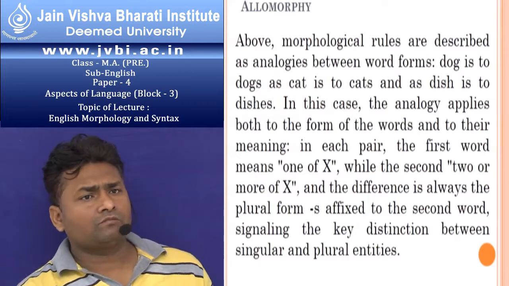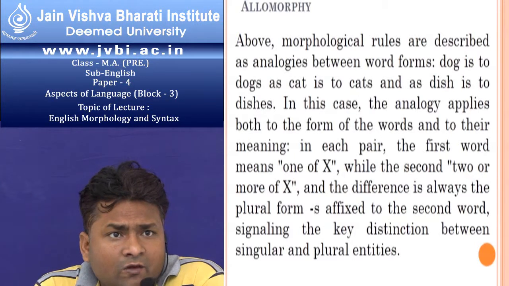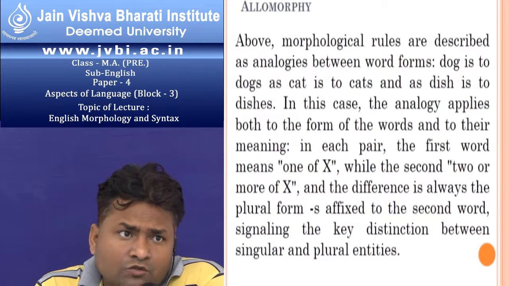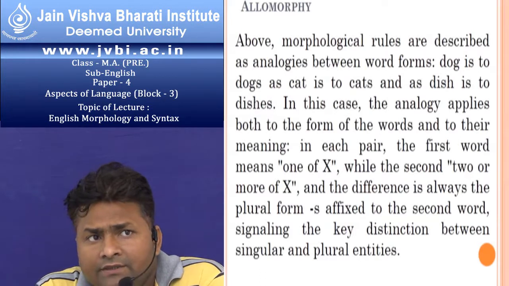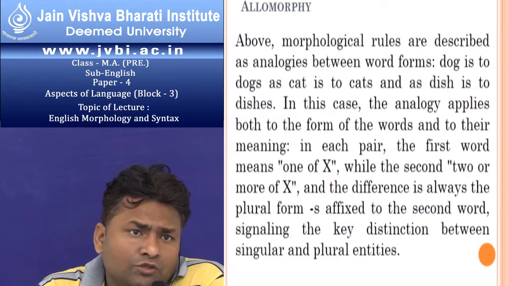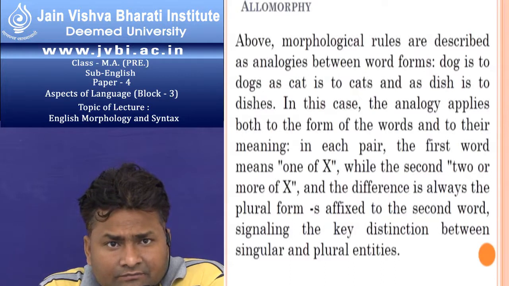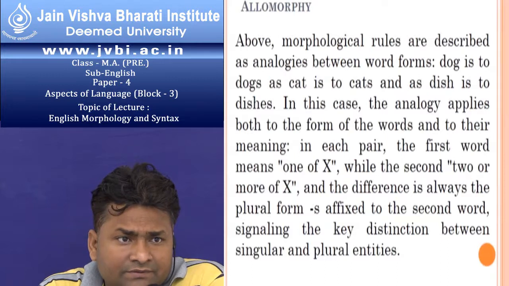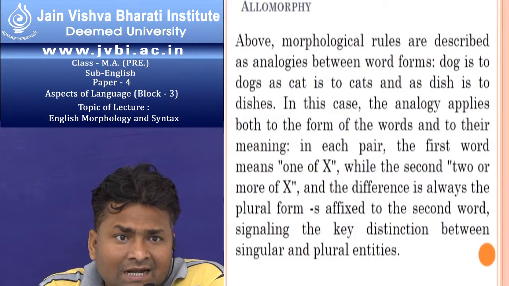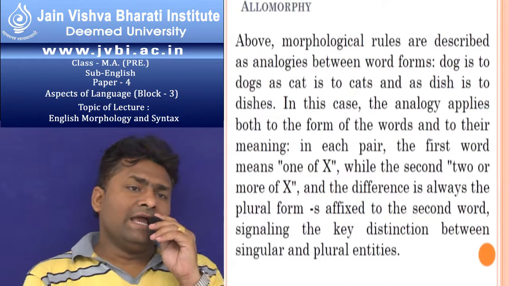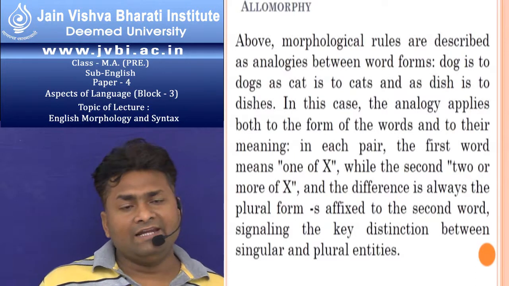Now further we go. Morphological rules are described as analogies between word forms. Dog is to dogs as cat is to cats and as dish is to dishes. In this case, the analogy applies both to the form of the words and to their meaning in each pair. The first word means one of X, while the second means two or more of X. And the difference is always the plural form S affixed to the second word, signaling the key distinction between singular and plural entities.